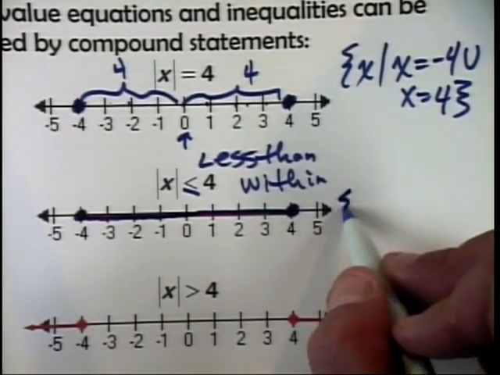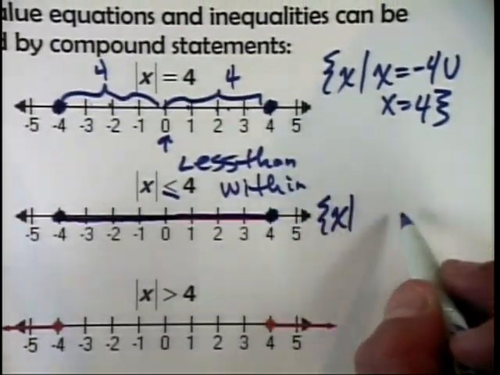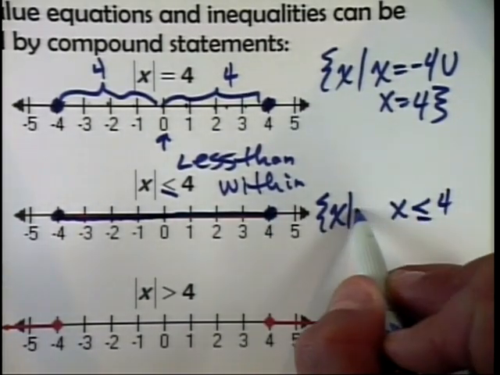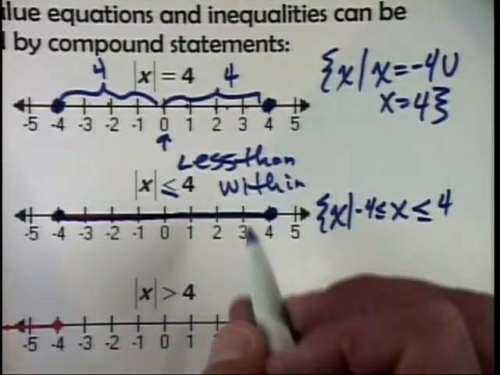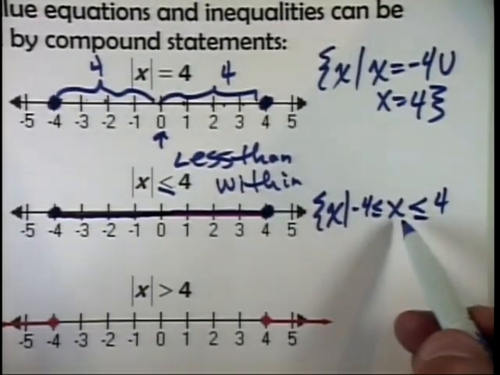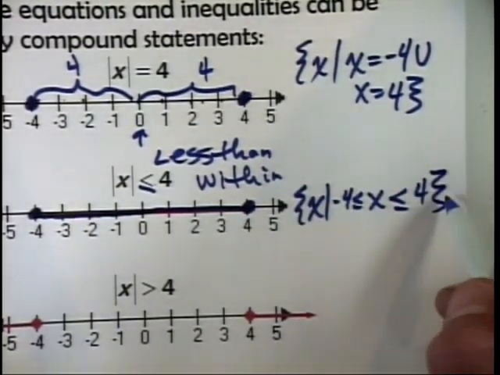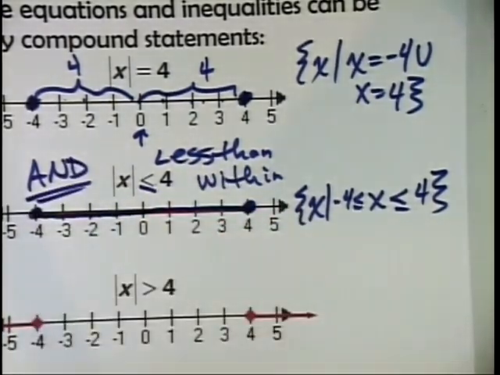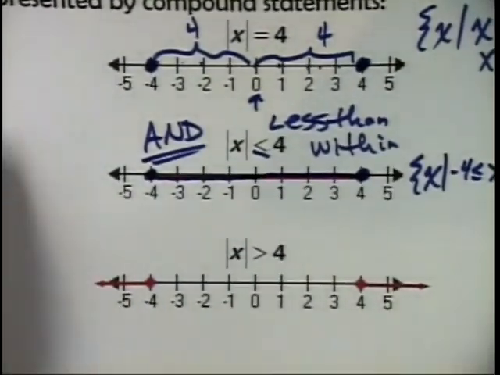So this would write as our compound inequality with our values of x being between 4 and negative 4. So the less than case goes to a less than over here, and this is the and case. So less than and go together. And I'm going to get to that here more in just a minute.